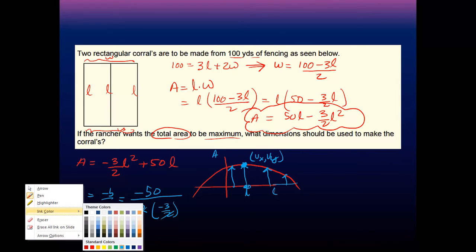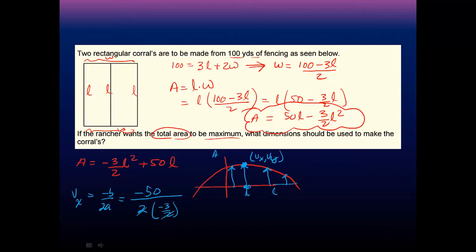In color. Okay, that looks better. So those two are gone. So this is going to be negative 50 over negative 3, or 50 over 3. That's the length. This length will give me the maximum area because that's Vx, and that'll give me the maximum area. Now that I have the length, I can find the width.